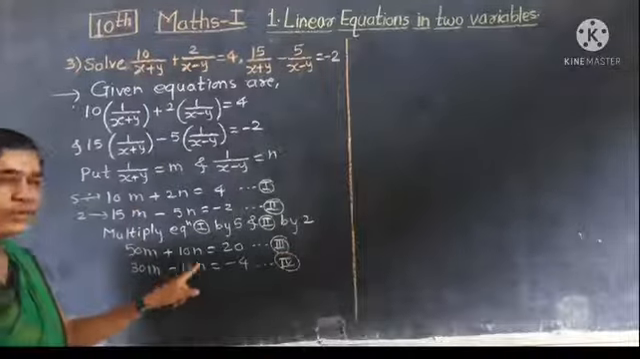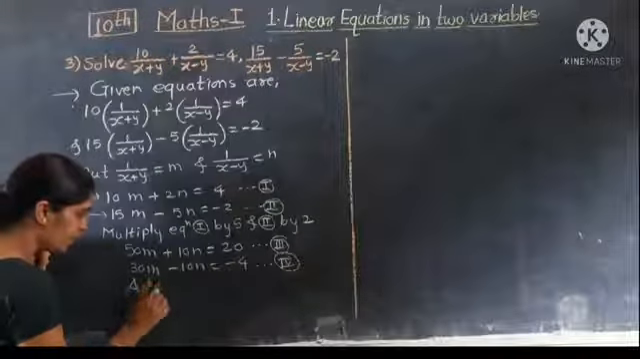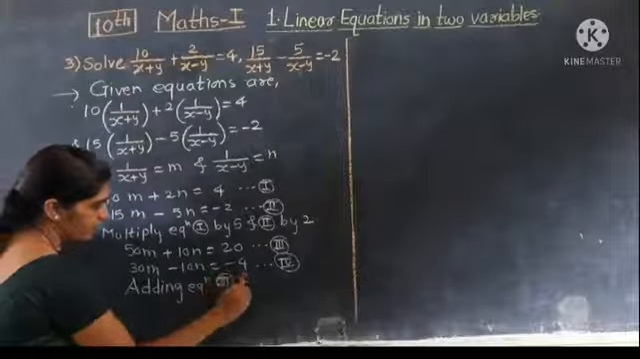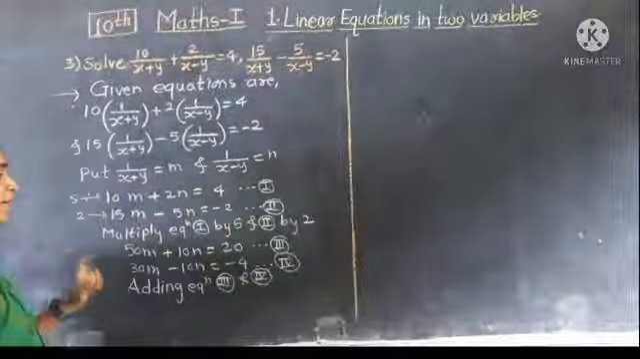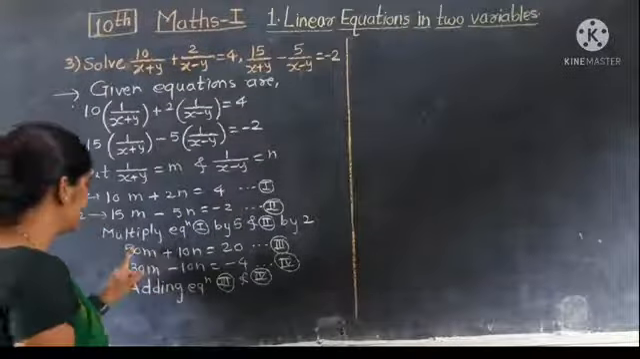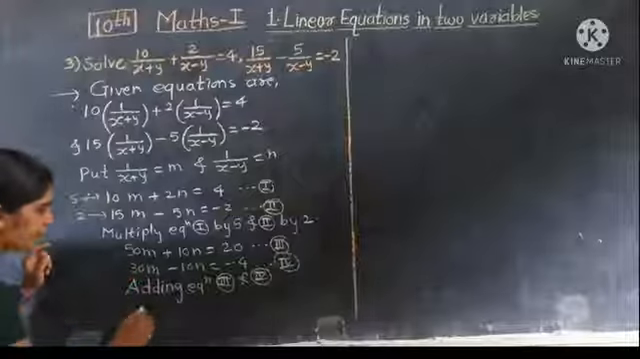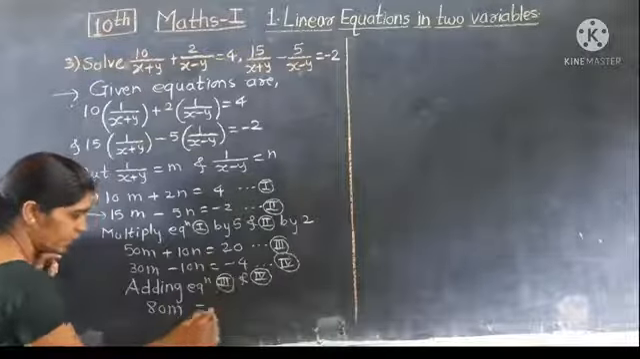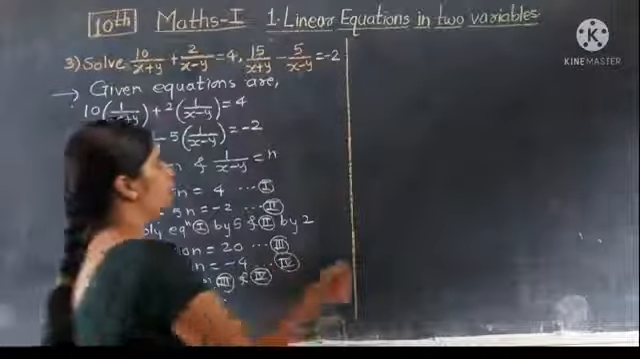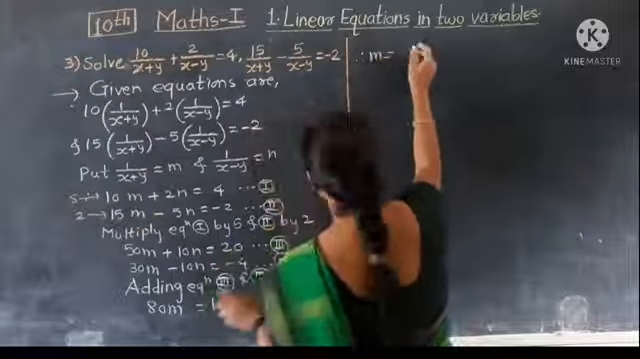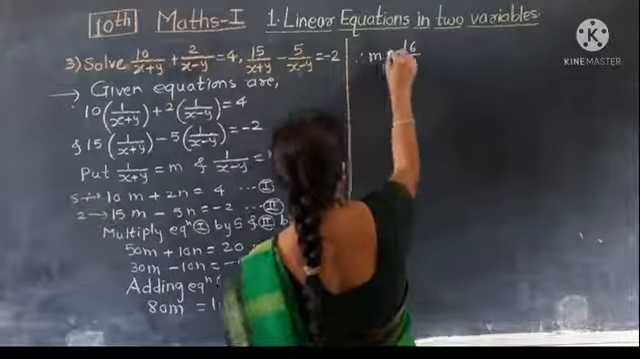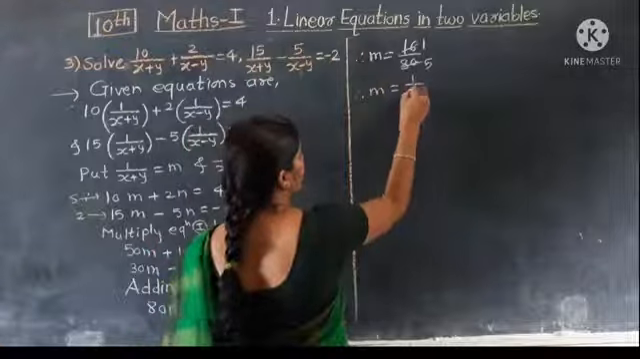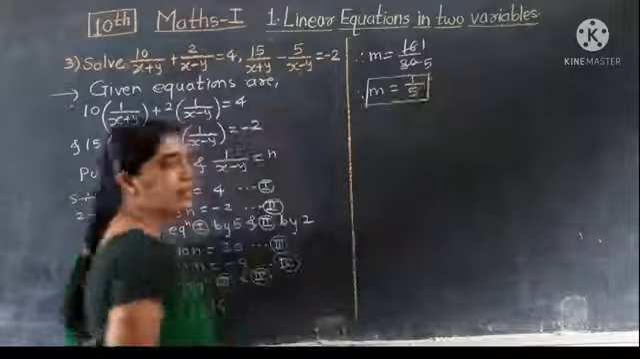Now here coefficient of n is same. We add equations 3 and 4. What we get by adding? See, we add this 50 plus 30 means 80m. And this gets cancelled, is equal to 20 minus 4 is 16. Therefore, we write m is equal to 16 upon 80. 16 5 is 80. m is equal to 1 upon 5. We get the value of m as 1 upon 5.